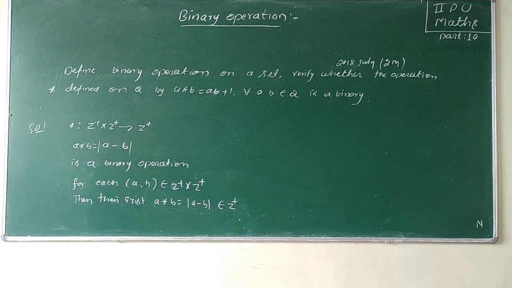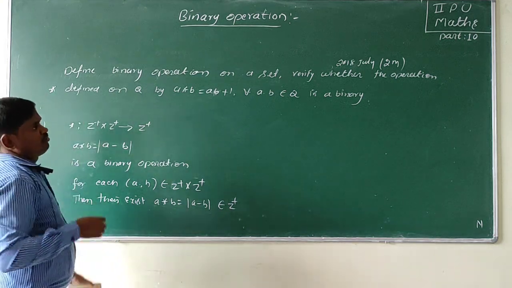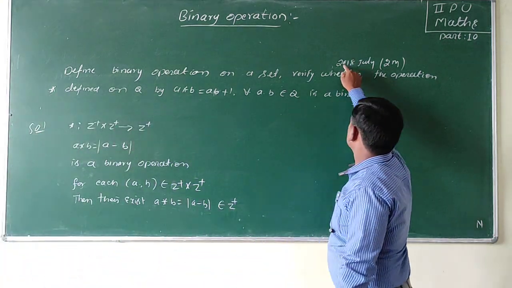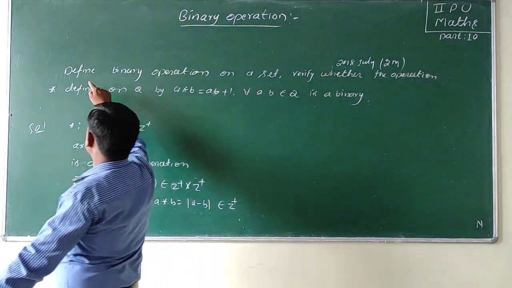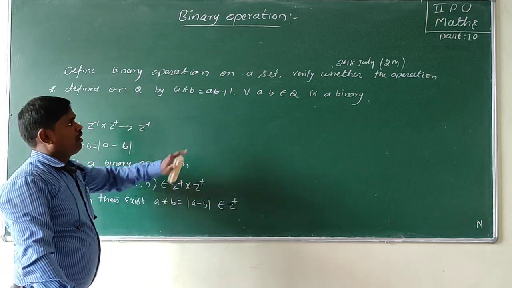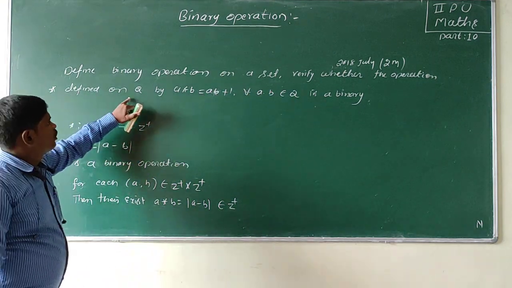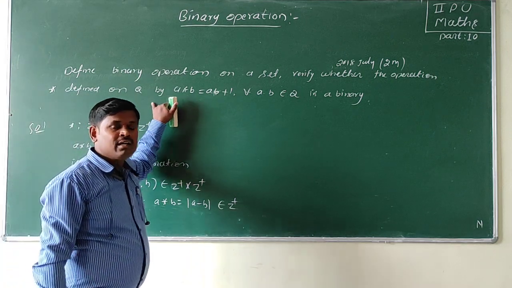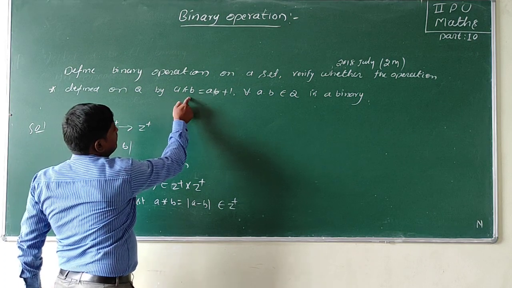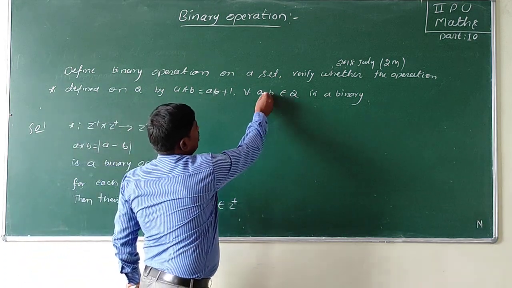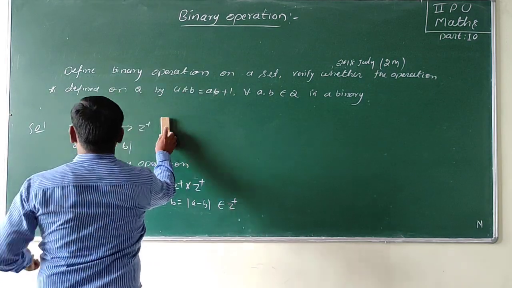So next question: define binary operation. This question belongs to the 2018 question paper, for 2 marks. Okay. So the question is like this: define binary operation on a set and verify whether the operation star defined on Q, the set of rational numbers, by a star b is equal to ab plus 1 for all a, b belonging to Q, is a binary operation. Okay.